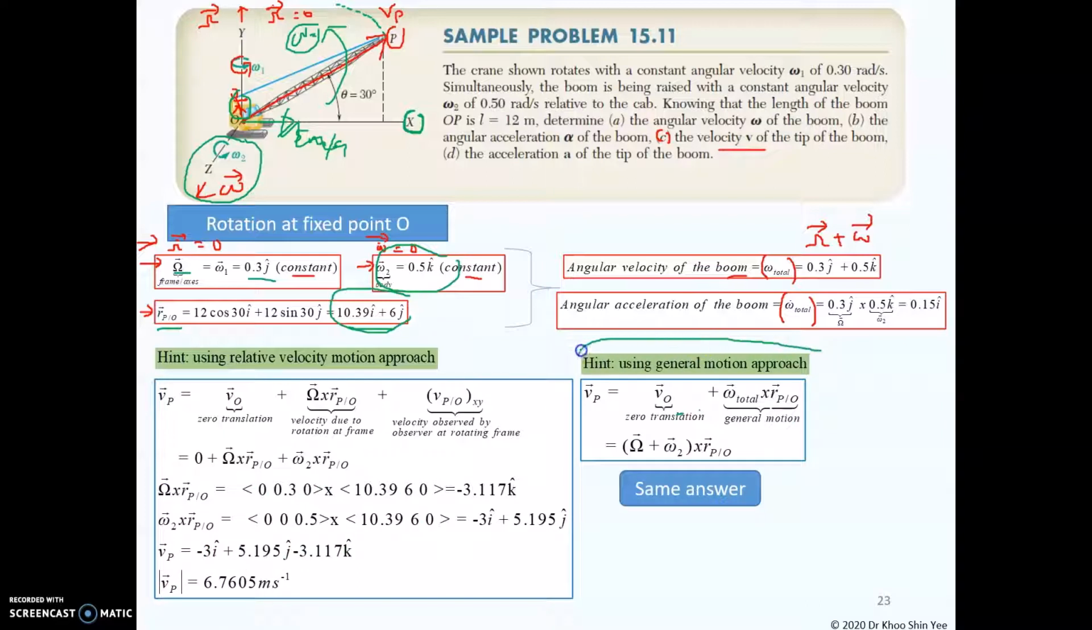Although we do not cover the general motion approach in this study, you should know if you compute the Vp using this formula, you should obtain the same answer. So this is out of the scope.